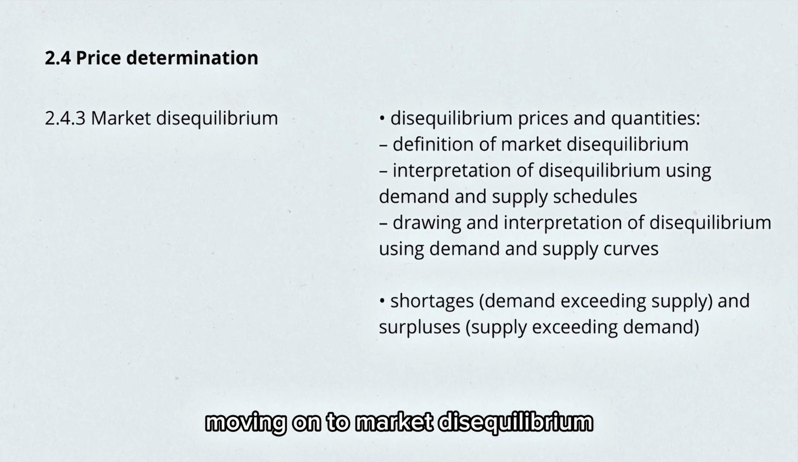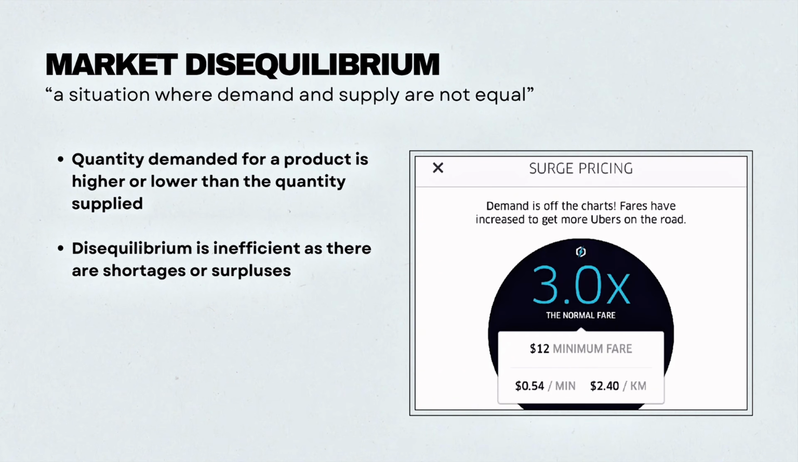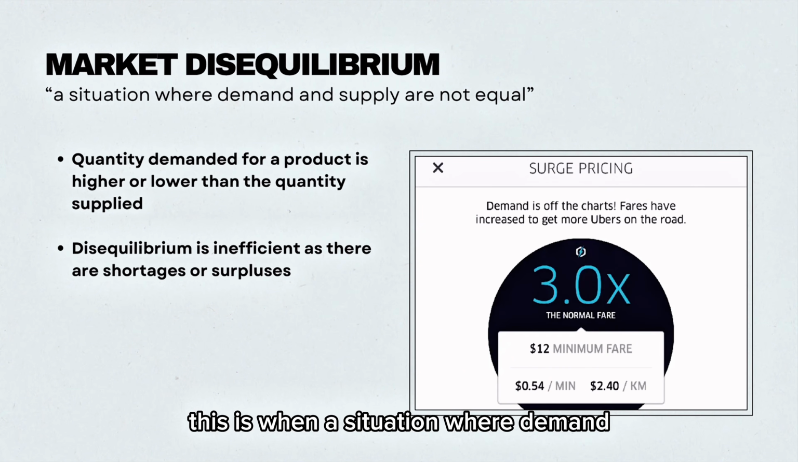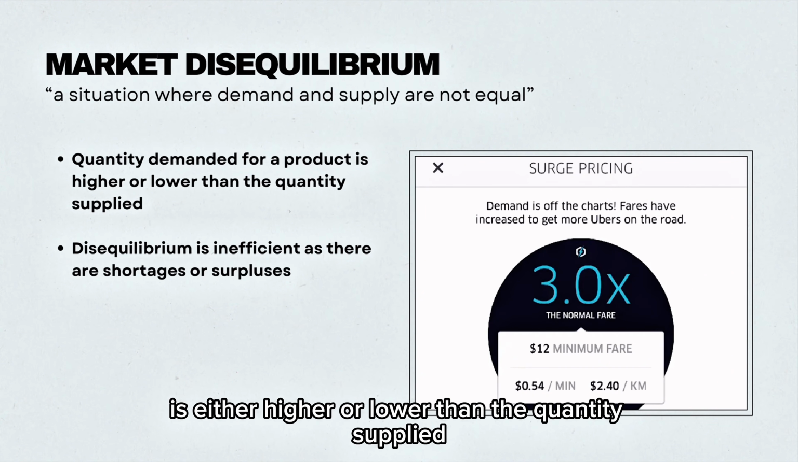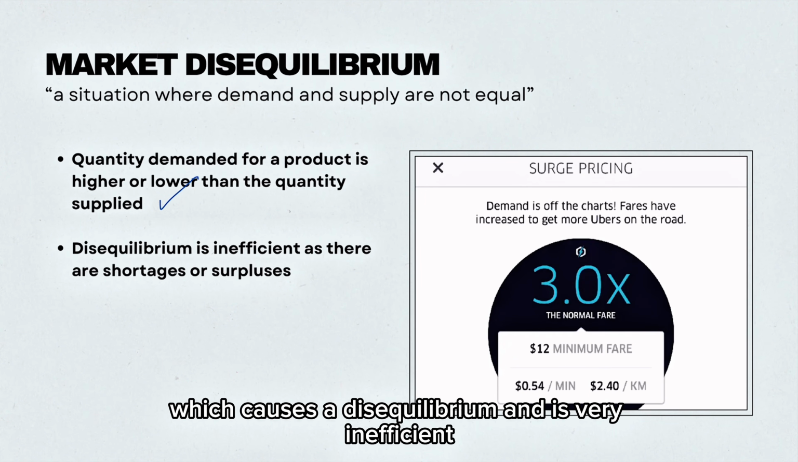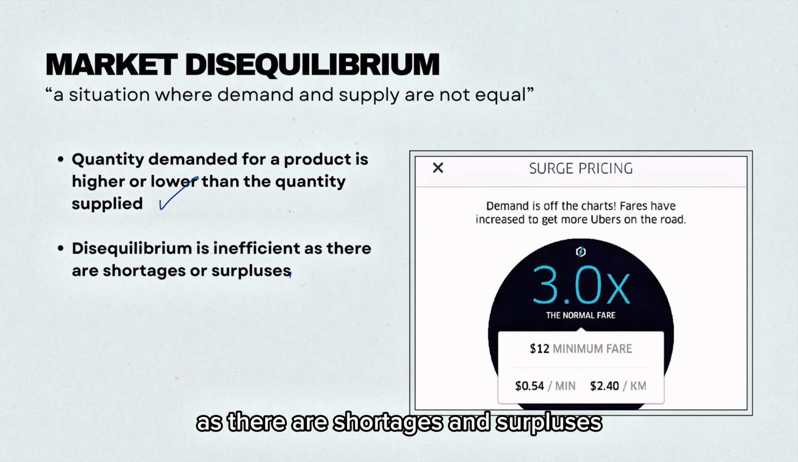Moving on to market disequilibrium. This is a situation where demand and supply are not equal, meaning that demand is either higher or lower than the quantity supplied, which causes a disequilibrium and is very inefficient as there are shortages and surpluses.